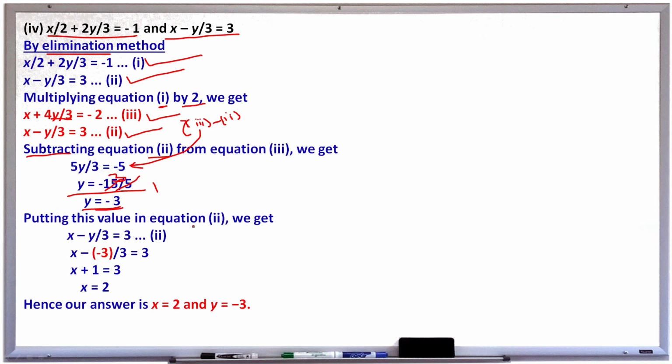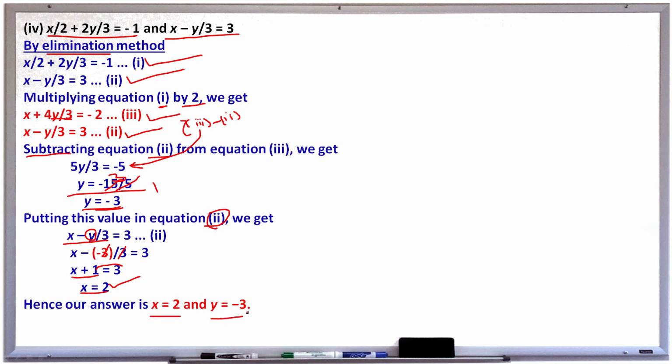Putting this value in equation number 2, the value y is equal to minus 3. So x minus y by 3 is equal to 3 is the equation. So instead of y you put minus 3. So minus into minus plus 3. 3 and 3 will get cancelled. So it will become 1. x plus 1 is equal to 3. Bring 1 to the right hand side, it will become minus 1. So 3 minus 1 is equal to 2. So x is equal to 2, y is equal to minus 3.